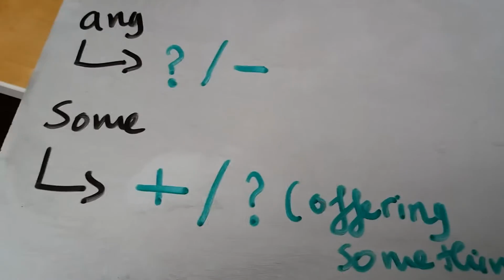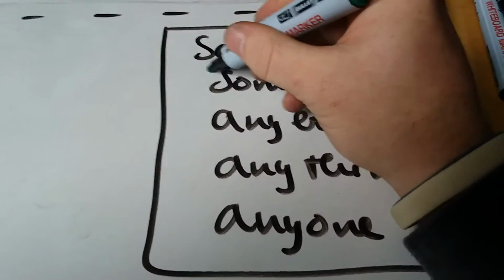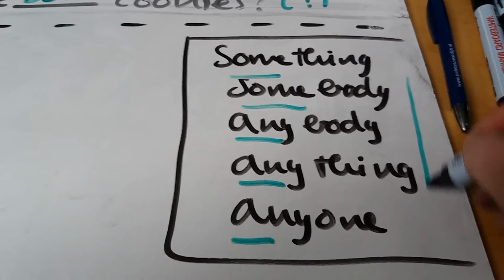And so, like I said, you can just apply the rules that we've seen here to these words as well. So some and any will be your base words, and then you can add all of these to them.